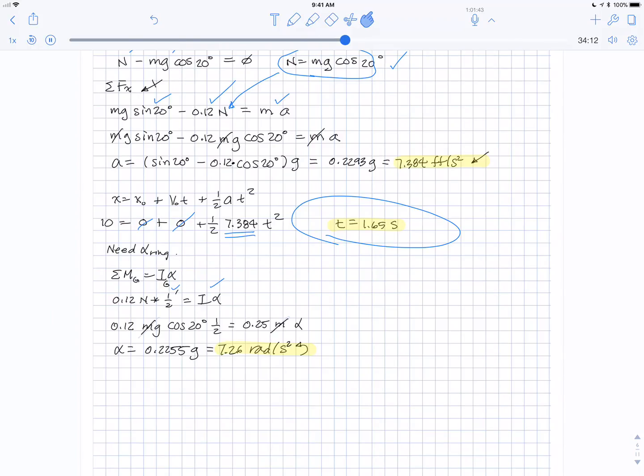And again, the m's cancel out. That's nice. And you can solve for alpha. And alpha is 0.2255 g, which comes out to 7.26 radians per second squared.